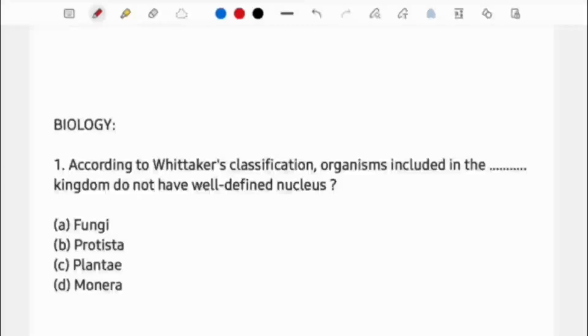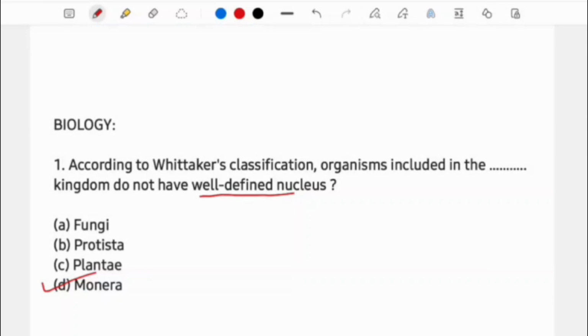Okay, now we will be solving questions from the biology section. Question 1 says, according to Whittaker's classification, organisms included in the dash kingdom do not have a well-defined nucleus. Alright, and the correct option is option D, that is Monera.